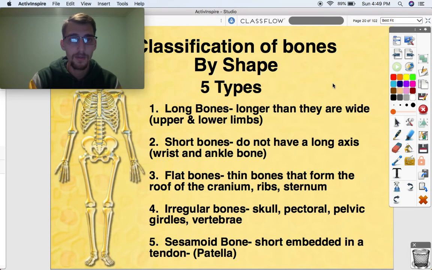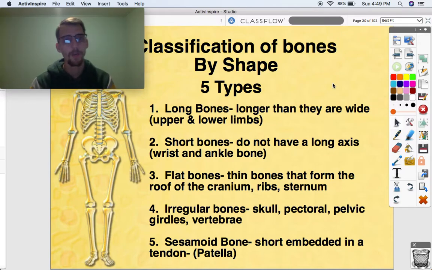Let's discuss. We classify bones in our body based on shape, and there are thus 5 shapes: long, short, flat, irregular, and sesamoid. They're all pretty much aptly named. If we also give examples of each of these types of bones, then we really can have an idea of where these bones are and how they're shaped, and maybe even why they're shaped that way.